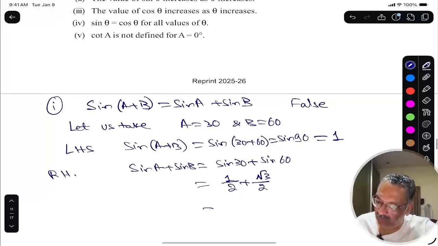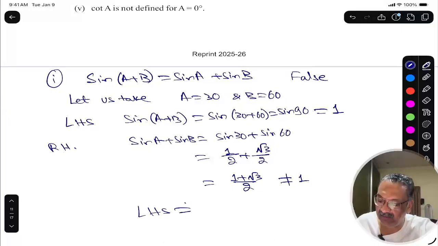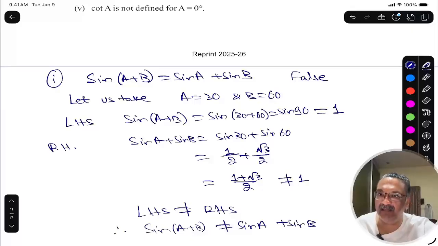Sin 30 is 1 by 2 and sin 60 is root 3 by 2. Okay, so what do we get? We get 1 by 2 plus root 3 by 2, which is 1 plus root 3 by 2, which is not equal to 1. So we can say that LHS is not equal to RHS. Therefore sin of A plus B is not equal to sin A plus sin B.